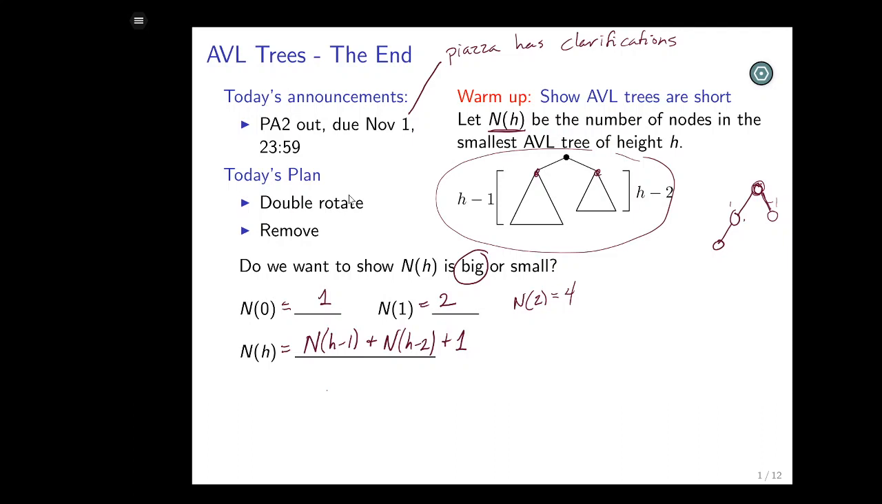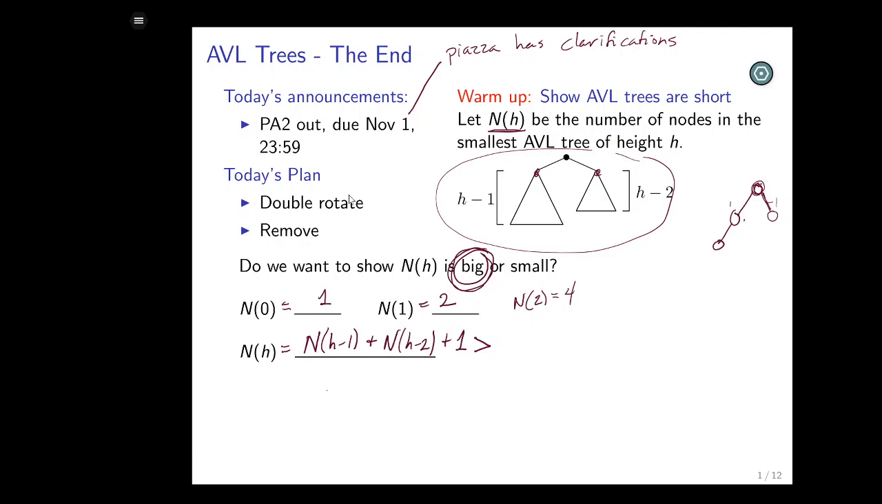We already had a big talk about this. We just want to show that N of H is big, right? That's all we want to show. So we don't have to show exactly what N of H is. We just have to show that N of H is greater than something. So what is this greater than, or greater than or equal to?